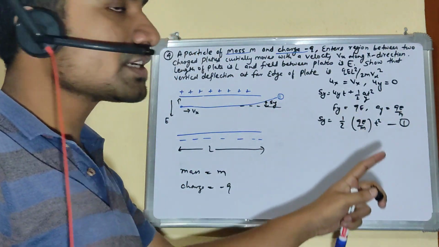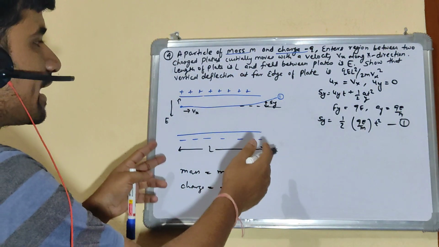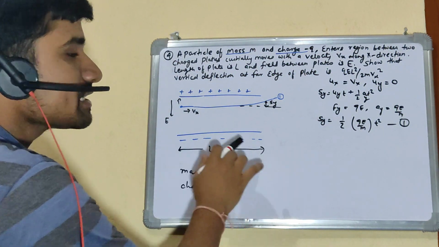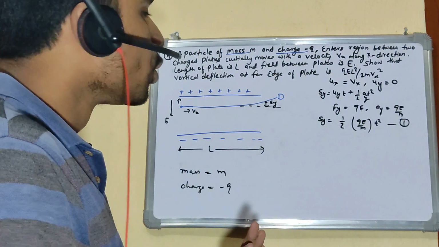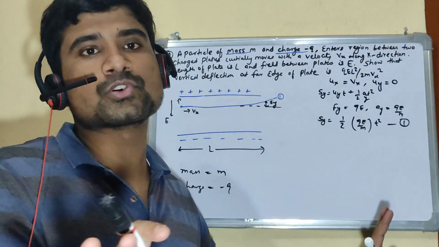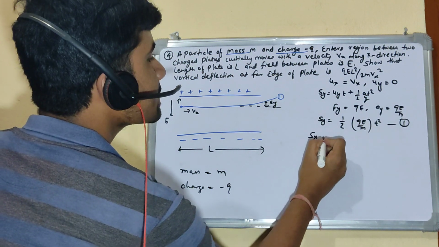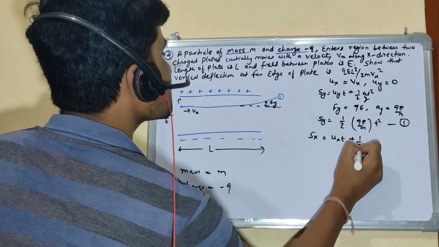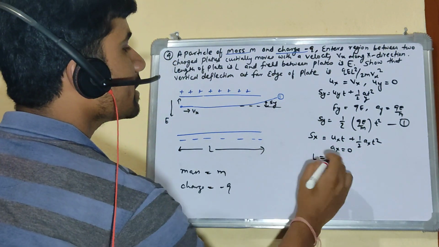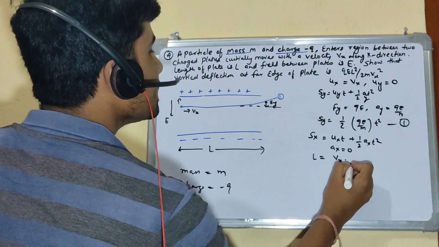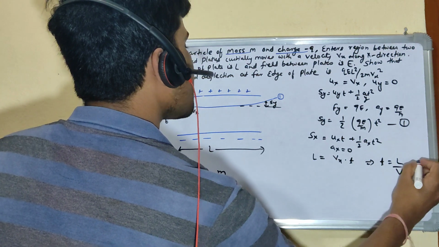What is the change here? What is the unknown here? Which is t, time, right? So till it reaches the end of this plate, it has covered distance L in the x direction, right? And in the x direction, there is no force, so there is no acceleration, right? Okay. So can I write it like this? Sx equal to uxt plus half ax t square, right? And ax equal to 0. So L is the distance covered in x, the initial velocity is vx, and t is the same t. So can I write t equal to L by vx, right? Which is the second expression for me.